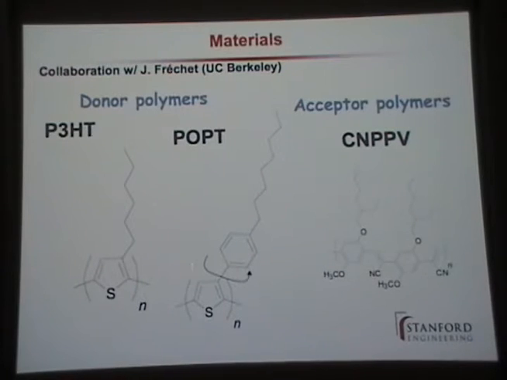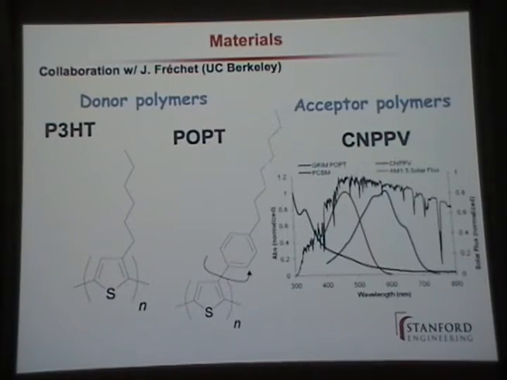So these are the solar cells that we chose to make. P3HT or POPT was the donor, and as an acceptor, rather than using fullerenes, they used CIMOPV. And the idea for them was, well, we can make an all-polymer solar cell, and the absorption of the CIMOPV actually complements very nicely the absorption of POPT and covers the solar spectrum better than if we use PCBM. So this is the general idea.